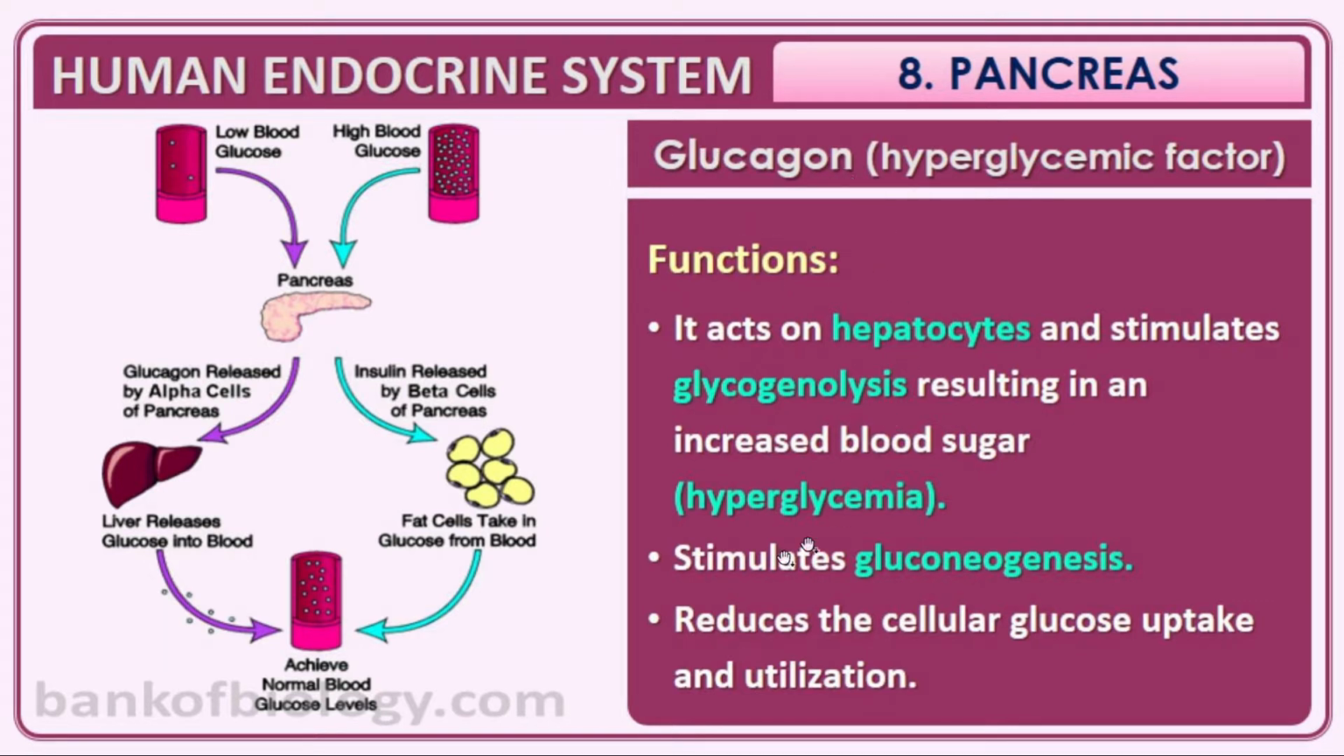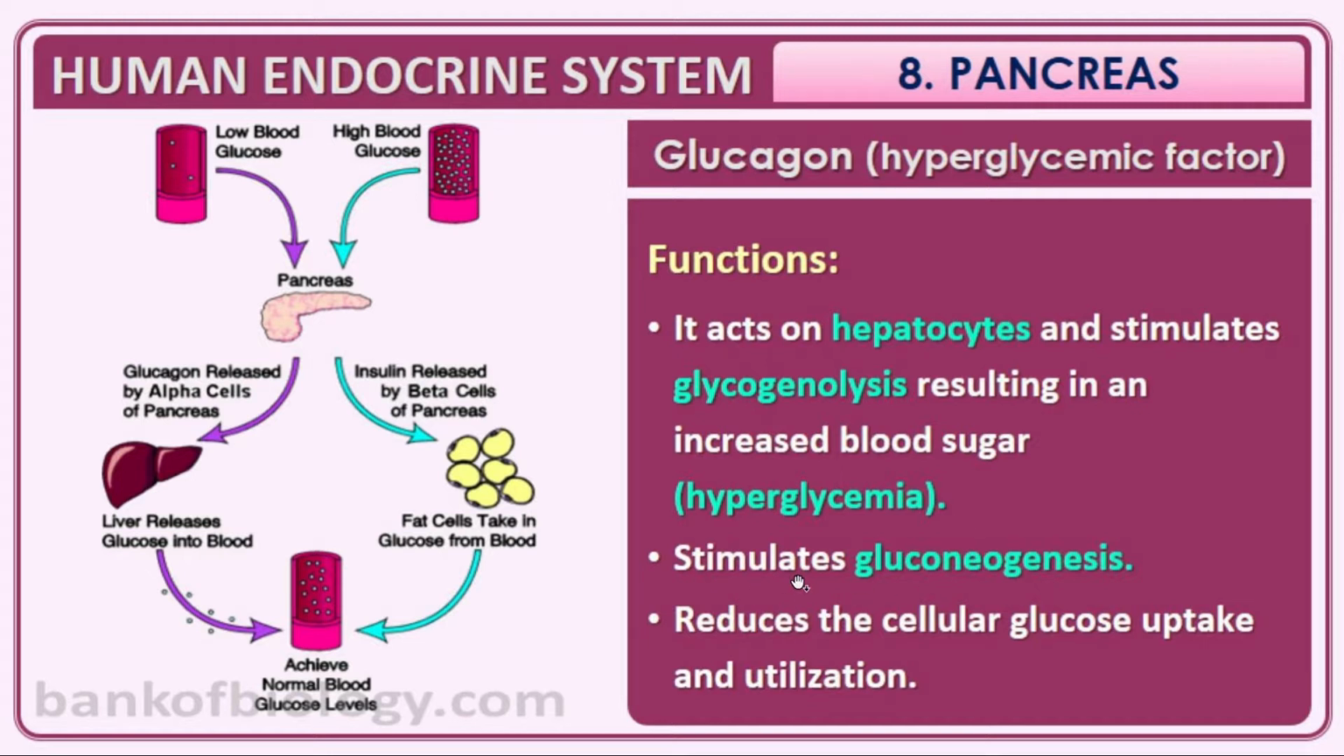Actually, glucagon increases the glucose level of blood. So it acts on hepatocytes, the cells present in the liver, and stimulates glycogenolysis. That means glycogen will be converted into glucose. Excess food is stored in the form of glycogen. The conversion of glycogen into glucose is known as glycogenolysis, resulting in increased blood sugar. That condition is known as hyperglycemia.